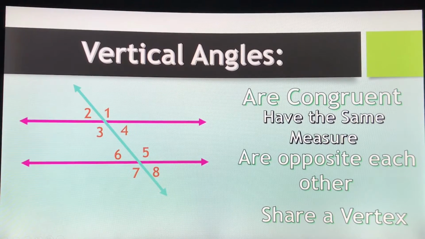There's another pair. Angle 5 is vertical to angle 7. Those two angles share a vertex and they have the same measure. Well, we've got one left, and that's angle 6. Angle 6 is vertical to, you got it, angle 8. They are in fact congruent, they are opposite each other, and they share a vertex.